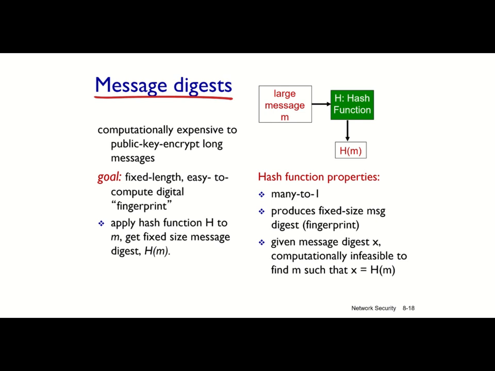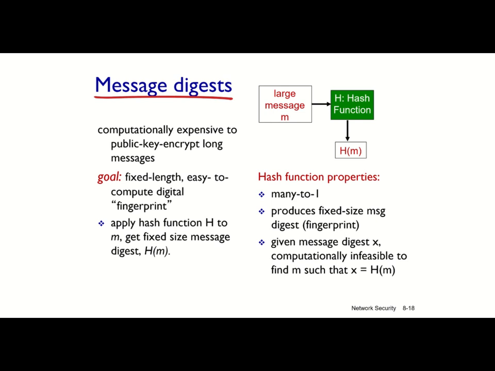The process of hashing is done by selecting a hash function, in this case h, and applying it to the message. So if you have a large message, usually the hash of m would be a much smaller piece of information. And then another benefit of using hash functions is that the result would be a fixed length, easy to compute digital fingerprint.